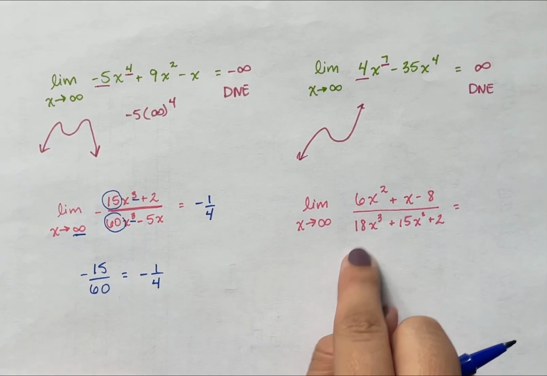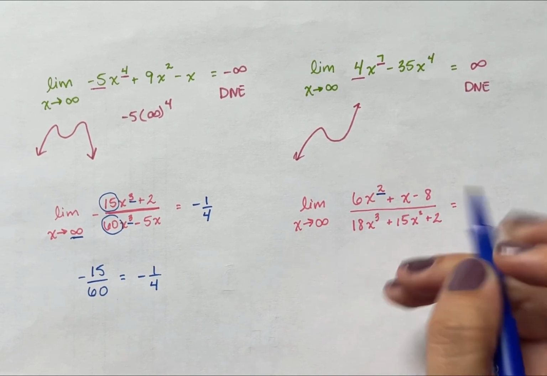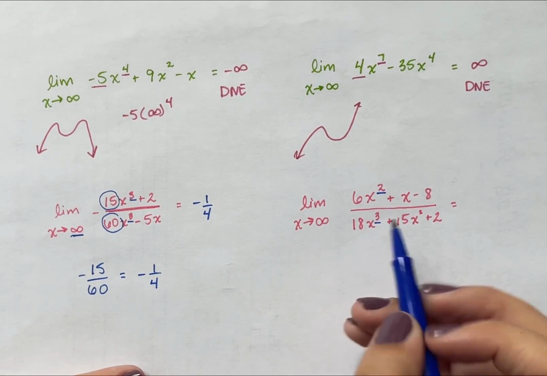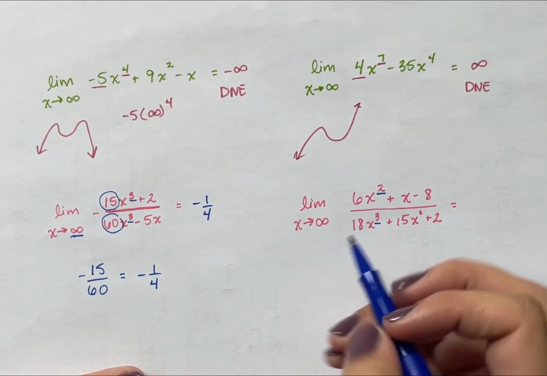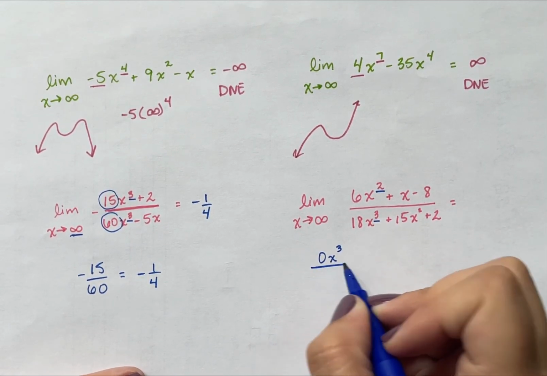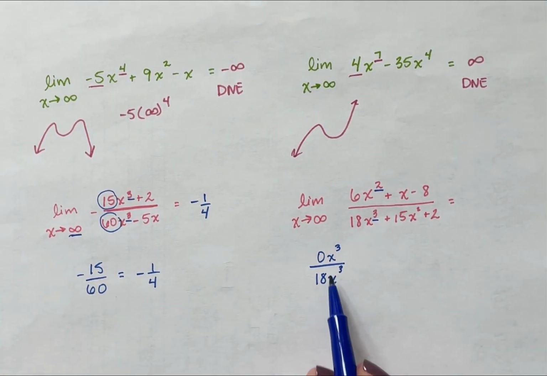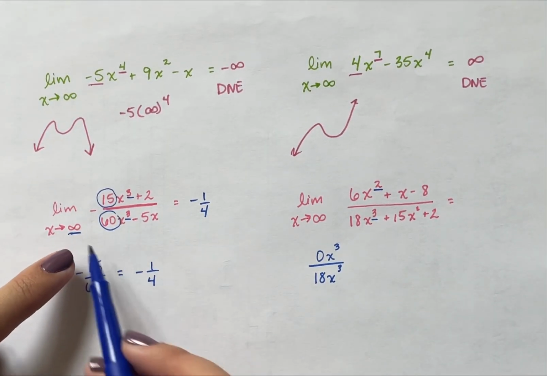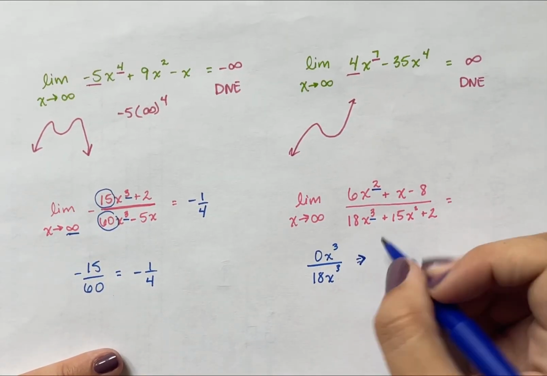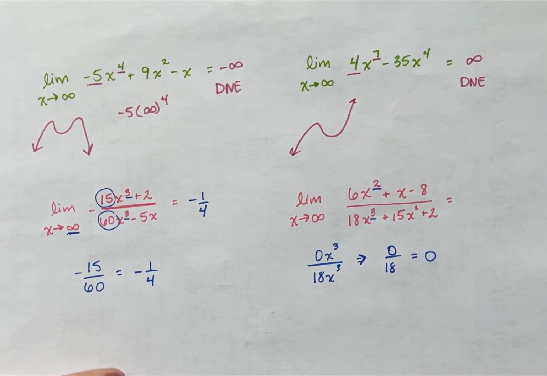For this example, we do not have the same degree. The numerator has a degree of 2, whereas the denominator has a degree of 3. Now when this happens, I'm going to think about rewriting the numerator with 0x³, and the denominator is 18x³. So when I do that, I can now apply this same leading coefficient rule that I used over here, which means I will have 0/18, which is equal to just 0.